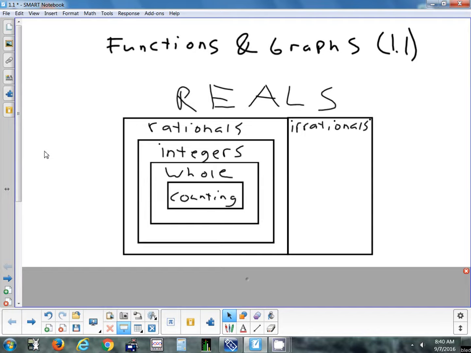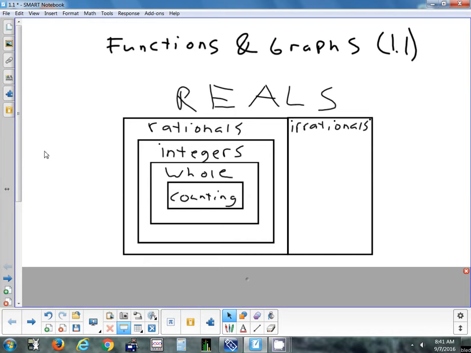The problem with just limiting ourselves to counting numbers, somebody give me a counting number. 4. Okay, if I did subtraction, let's say I do 4 minus 4, I run into a little problem, because counting numbers don't include the number 0. So if we're just going to restrict ourselves to counting numbers, you can't do 4 minus 4. You'd have to say it's undefined. Unless you want to go to the next set of numbers, which is called whole numbers.